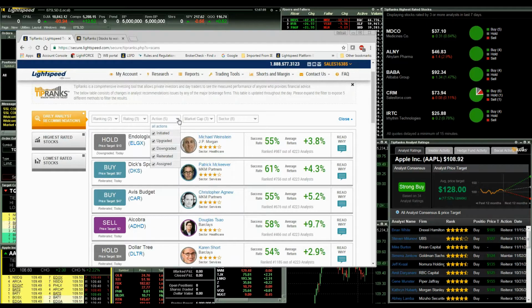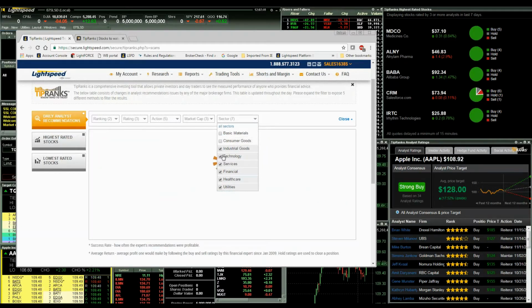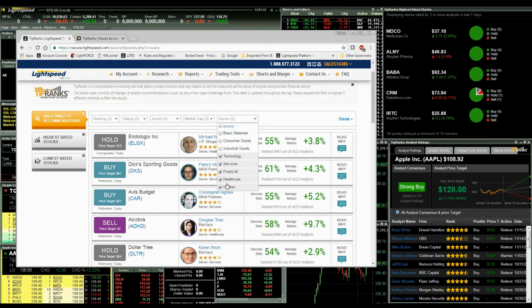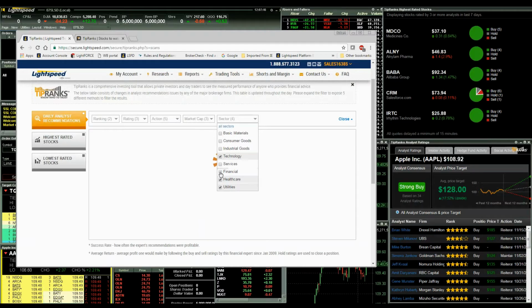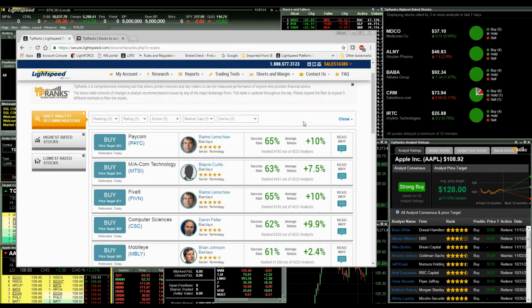You can also, on the right of that, decide the type of action. Many of the ratings are just reiterations of ratings, but some of them are initiations, which usually mean more, or upgrades or downgrades. You can also filter ratings based on market caps, if they are small caps, mid caps, or big caps. Or if you are interested in specific sectors, you can choose the sectors you are most interested in on the right of that, and then find interesting ideas related to specific ratings. Now we are narrowing it down only to technology or others.